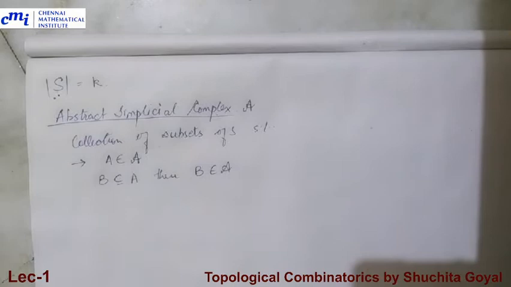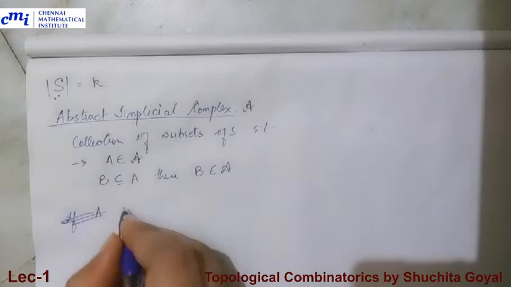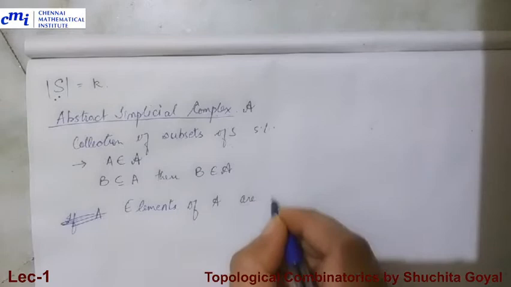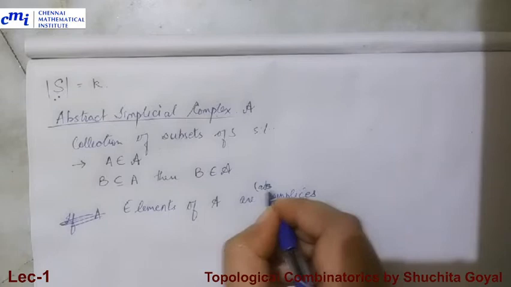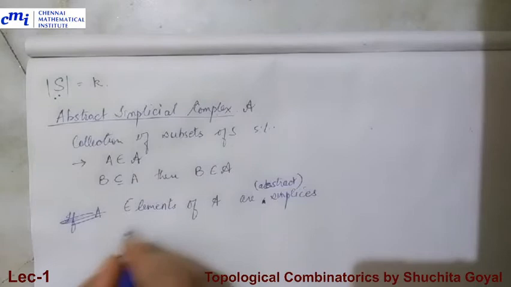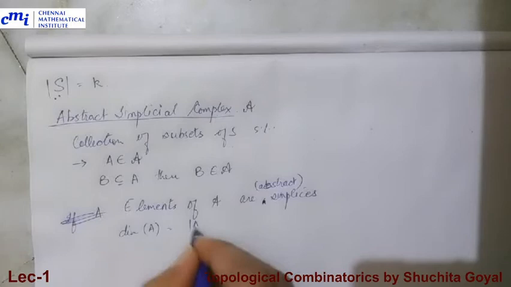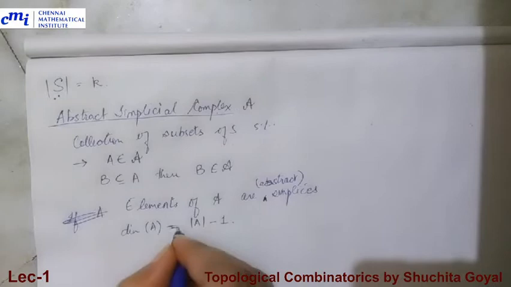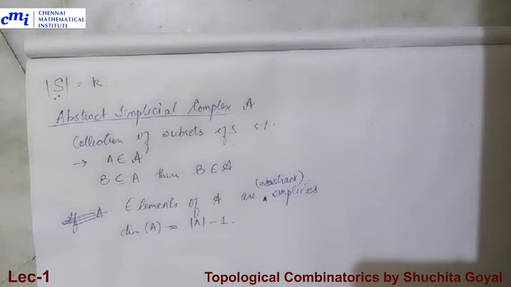So if elements of A are simplices, or rather abstract simplices, then the dimension of A is the cardinality of A minus 1. So you can look up the examples. This is not a big deal.